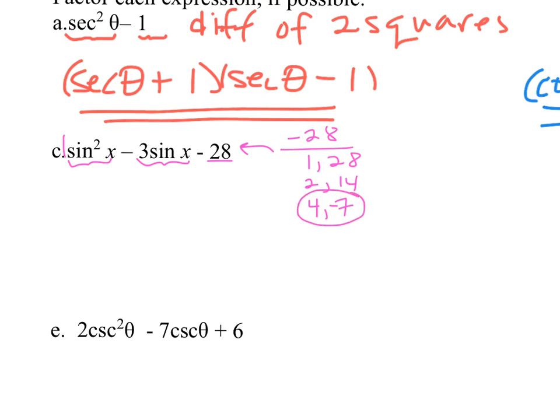Once we know that pair, and we're not truly splitting the bx term this time, we can go right to our 2 parentheses. We'll break apart that sine squared x into sine x, and then another sine x. And we have a 4 and a minus 7. So that 4 just means it's positive. Sine squared x minus 3 sine x minus 28 is equivalent to sine x plus 4 and sine x minus 7.